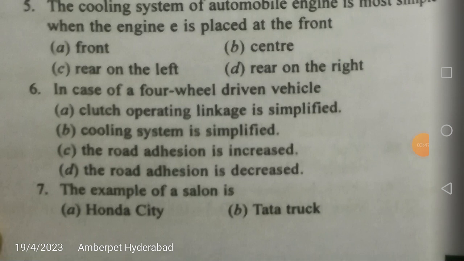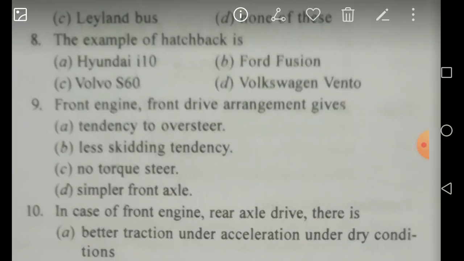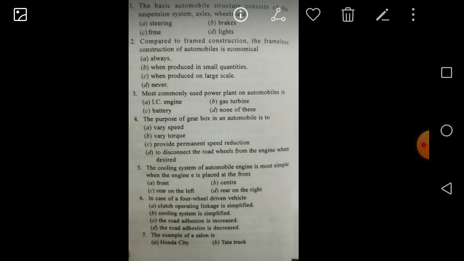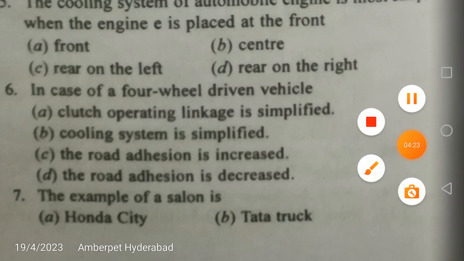Right. The example of a saloon. These are all the car body styles, friends. Saloon, hatchback, etc. And other things are also there. So these are the different car body styles. So what is the example for this saloon type of car body style? Is it Honda City, Tata Truck, or Ashok Leyland bus, or none of this? So the correct answer is A. Let us mark this. So the example for a saloon type of car body style vehicle is Honda City.